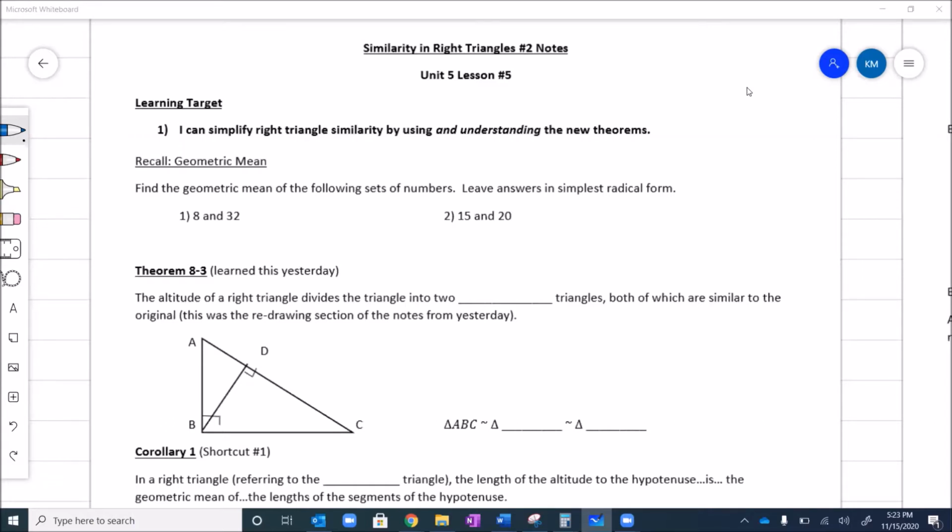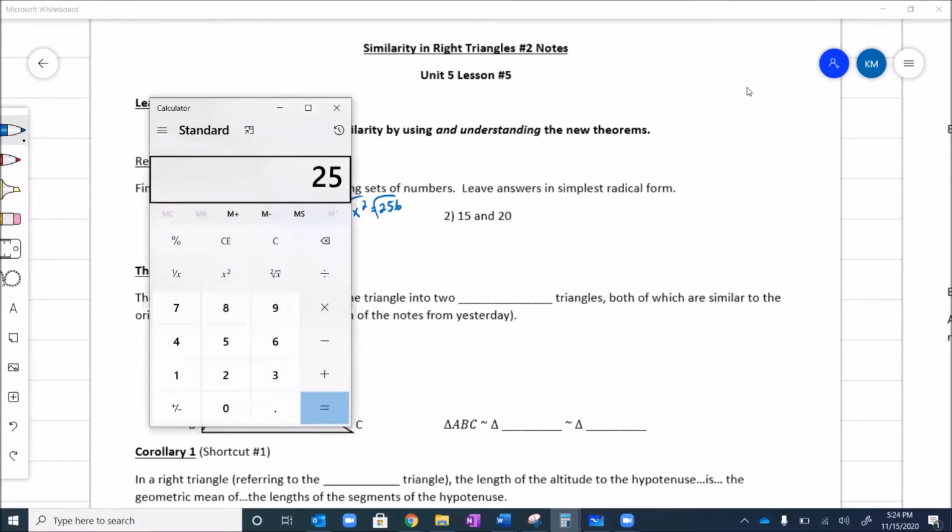Geometric mean is basically the average of two numbers after you multiply them. So we have 8 and 32, and we want the geometric mean between 8 and 32. Set this up: it's the number that makes this true. 8 times 32 gives us 256, so x squared equals 256. Take the square root. That's 16.